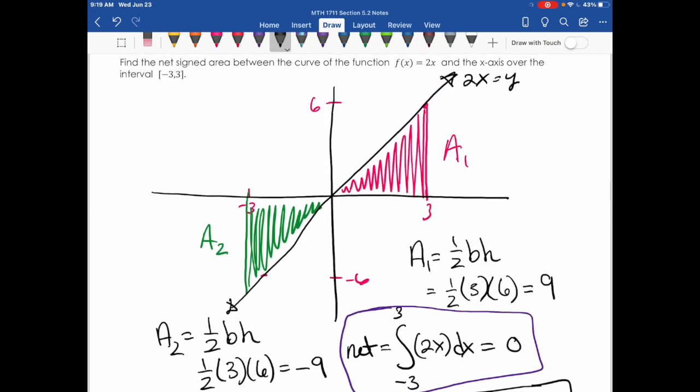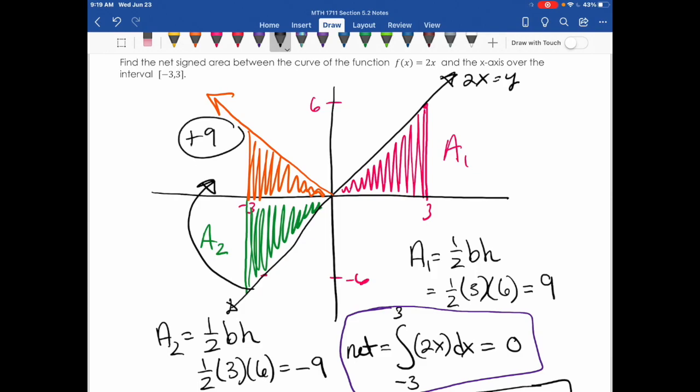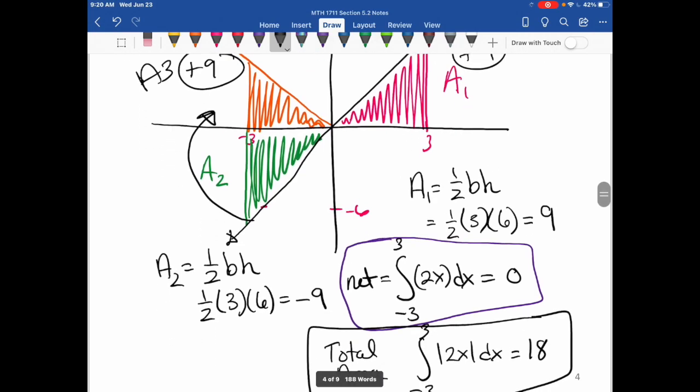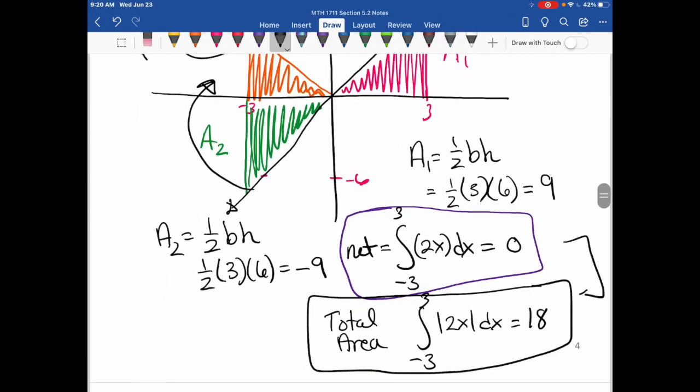Now the picture for that, if we flip this negative area up and take the absolute value, now my green area becomes positive because it's above the x-axis, and we have a +9 area. So then I would take +9 for, we'll call this area 3, and we would have a +9 for area 1, and when I add those up, I would get a +18. So that's the difference between the net and the total area.